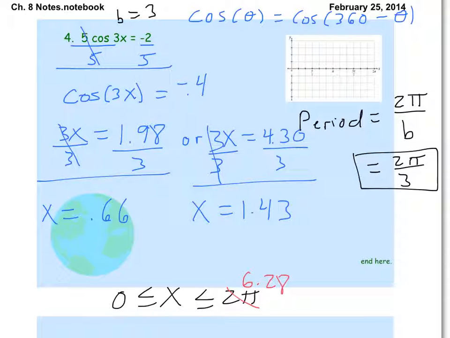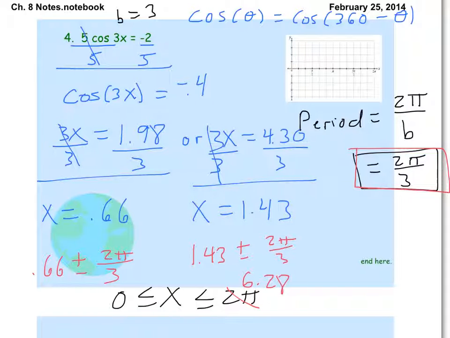But how do I get the others? There are going to be other solutions. How do I get them? This goes back to this 2 pi over b. If I take either one of my solutions, like 0.66, and I add or subtract, and I can use a decimal approximation here, if I add or subtract 2 pi over 3, that will give me the other solutions. Likewise, if I take the other solution I got, 1.43 radians, and I add or subtract 2 pi over 3, that will lead to other solutions. I want all of them that are between 0 and 6.28 radians.